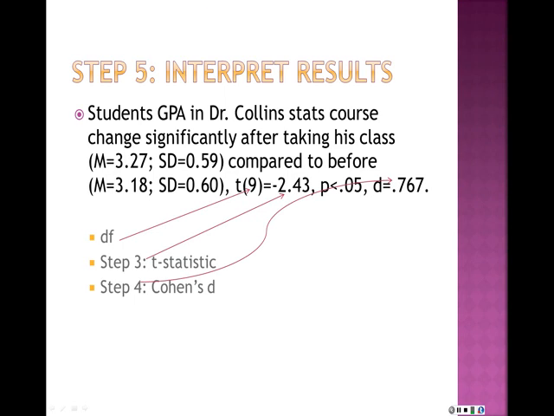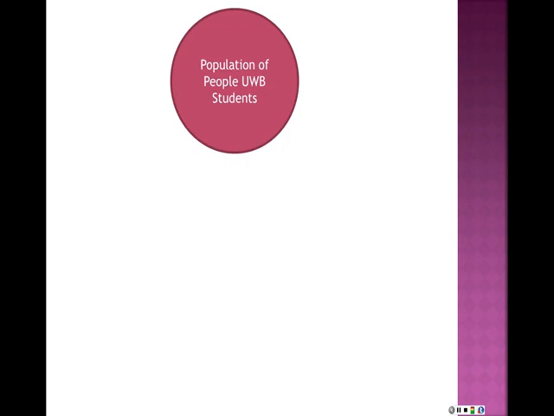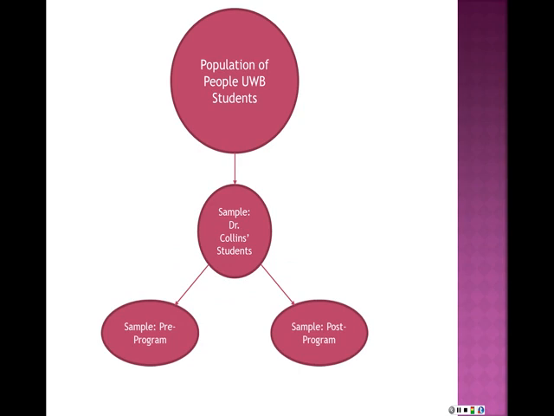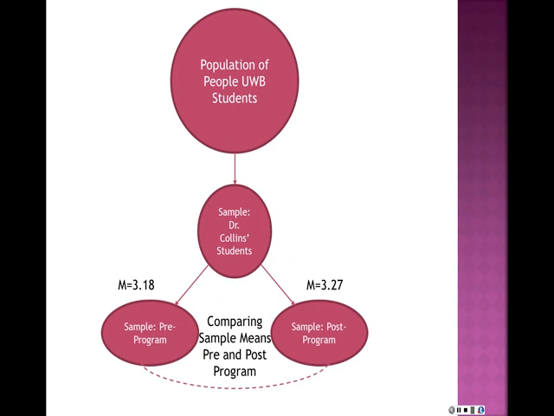Effectively what we've done here is we've taken a sample of my students and taken their scores of pre and post, so pre entering the class and post exiting the class, and then we compared their means. And we asked the question, are their means significantly different from one another?